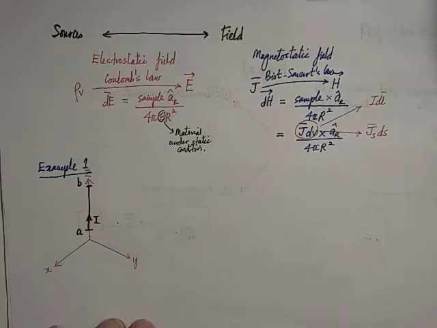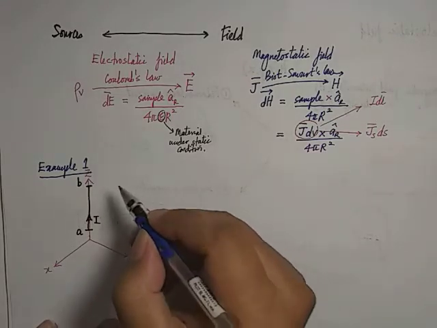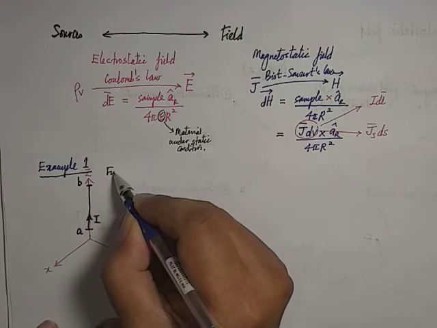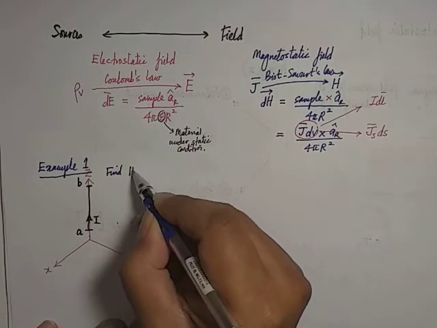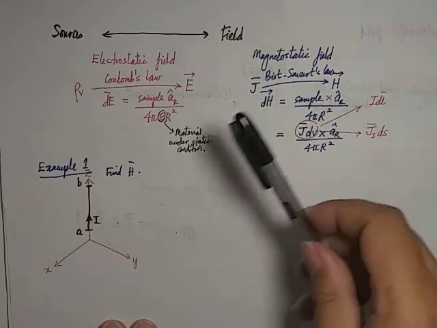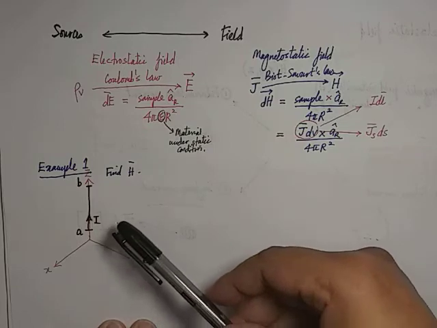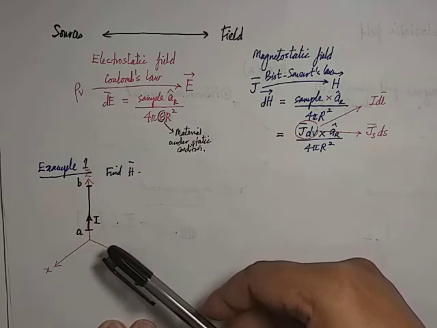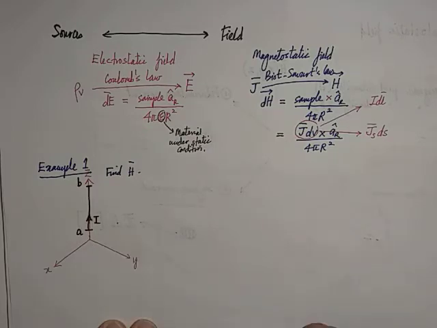So let's see what the question should be now. Find H. That should be the question: find the magnetic field due to this particular source. So now how do we solve it? Remember, the approach is similar to Coulomb's law. Good. We're going to select an appropriate coordinate system. Good.